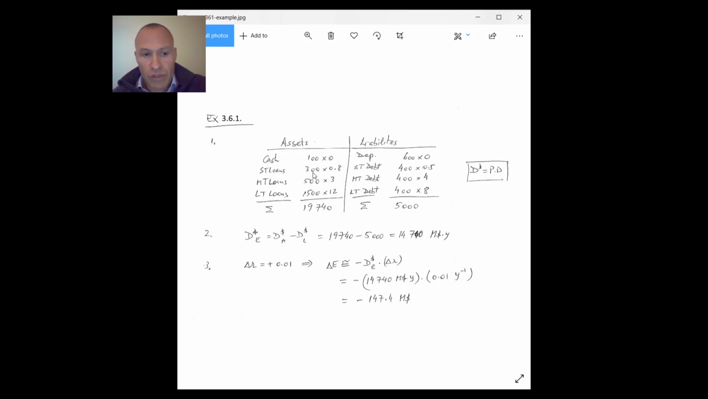For short-term loans, the market value was 300. The simple duration was 0.8. So the dollar duration would be 240, and so on. We do these multiplications and then add up these 4 lines, and that gives me the dollar duration of the assets. The same way for the liabilities, do the product, then add up everything, and you get the dollar duration of the liabilities. So by difference, assets minus liabilities gives me the dollar duration of equity. Doing that, I get the dollar duration for equity of 14,740.